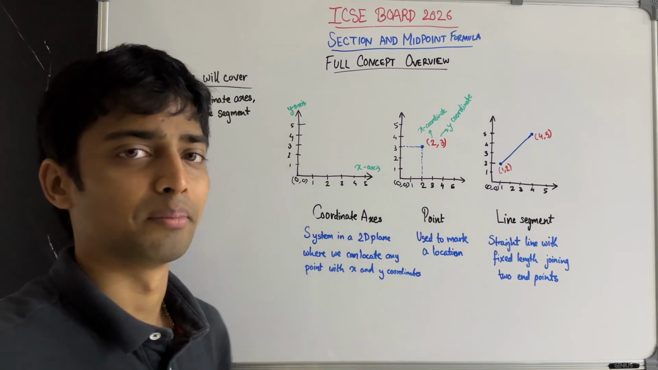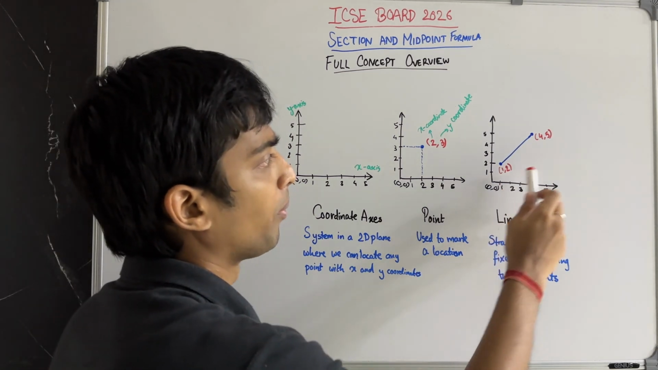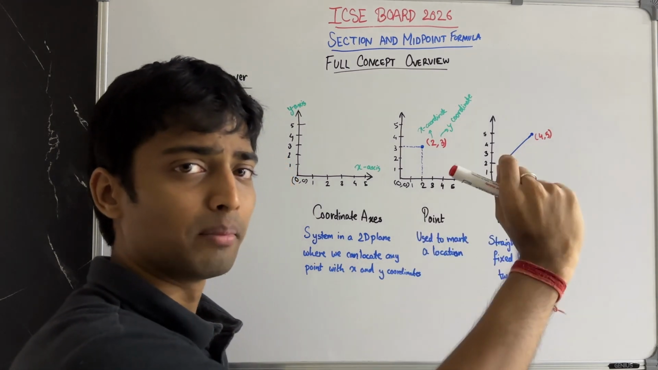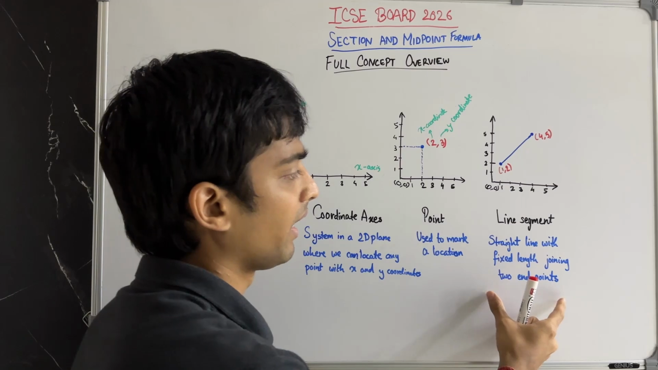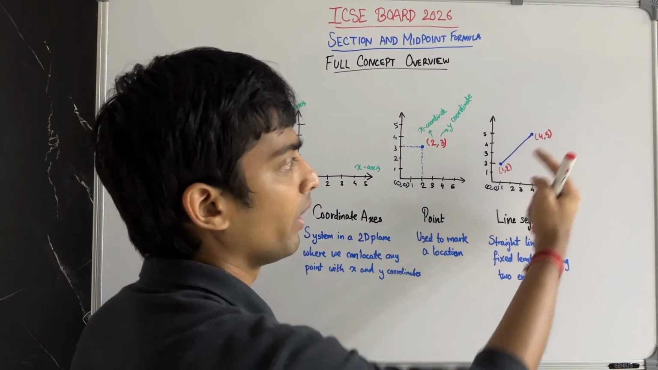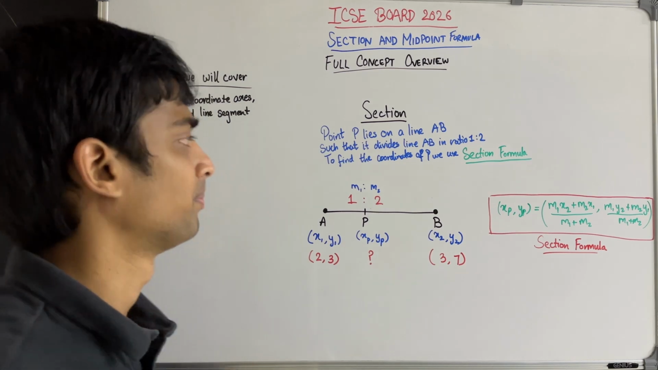Now what is a line segment? Let's say there are 2 endpoints, 1, 2 and 4, 5. If we join a line between them, this will become a line segment. A line segment is a straight line with fixed length joining 2 endpoints. So the length is fixed. Okay, let's move on to the section part.